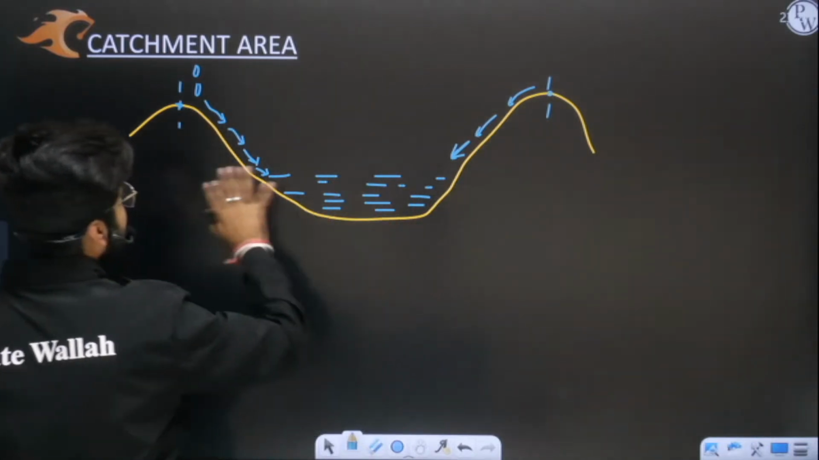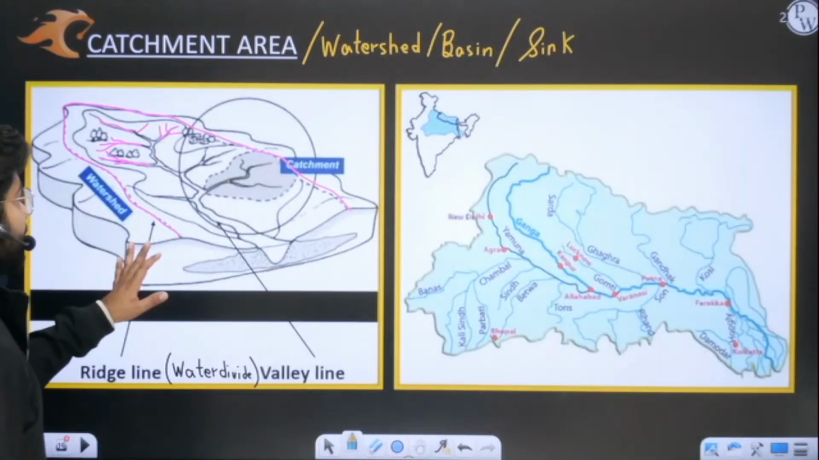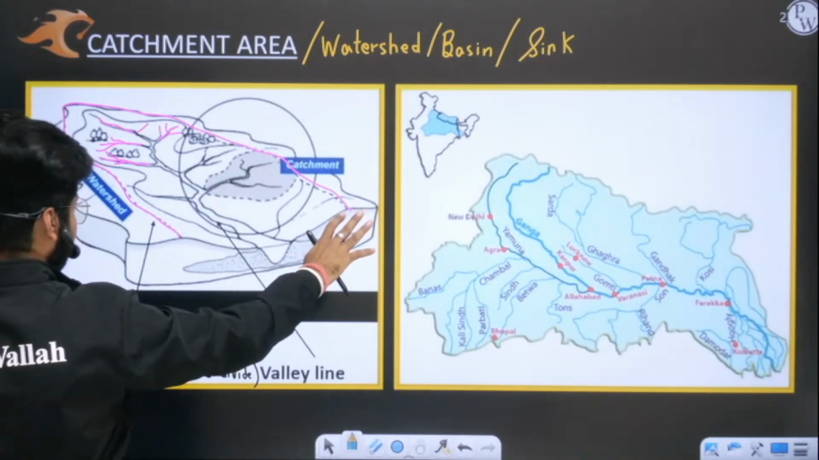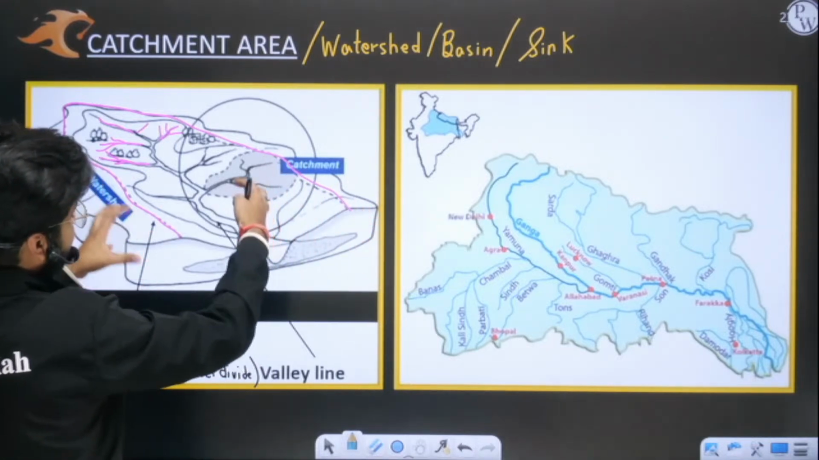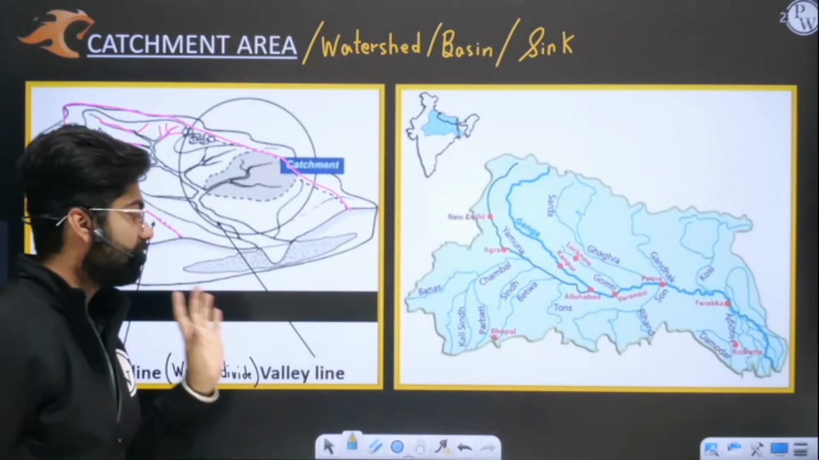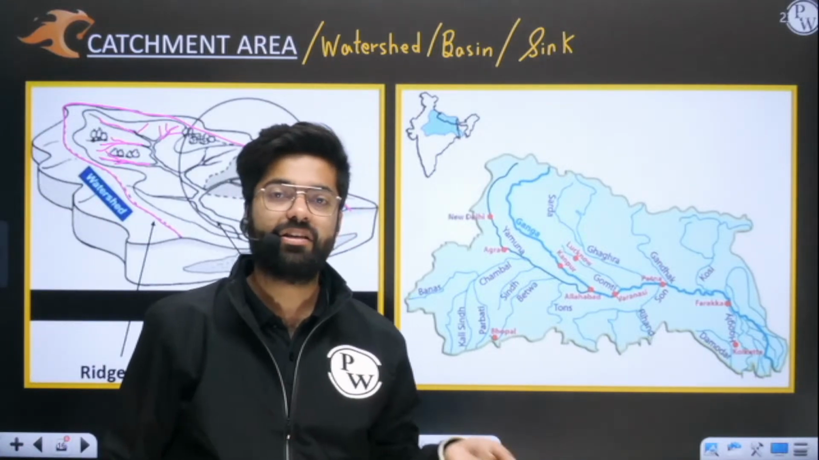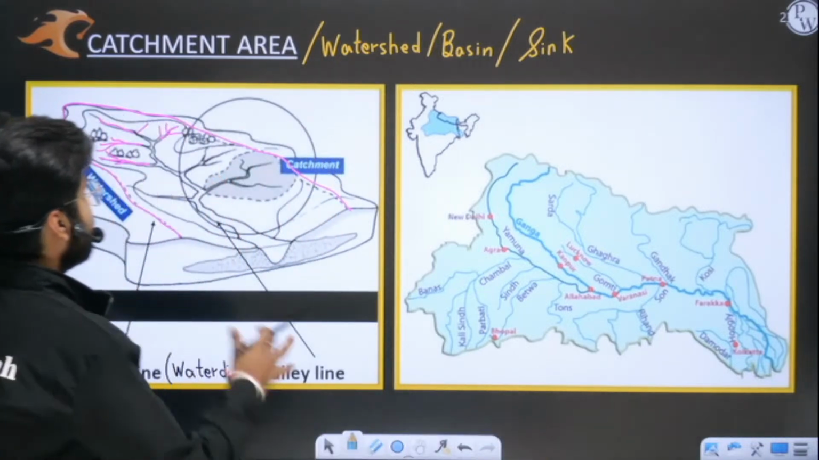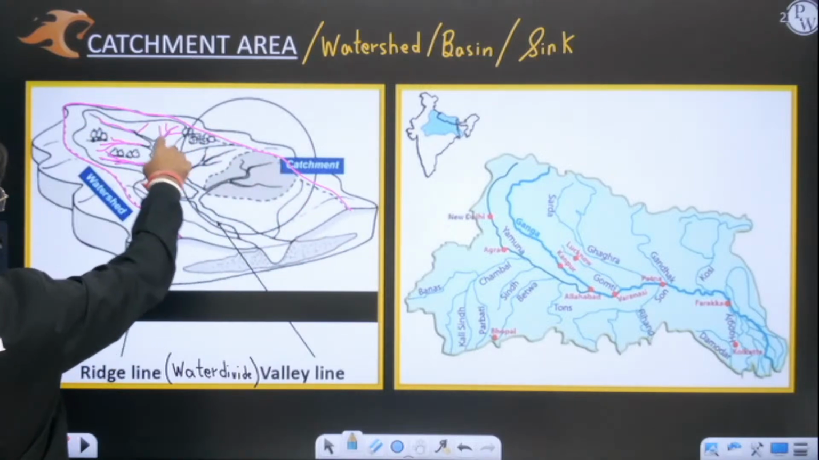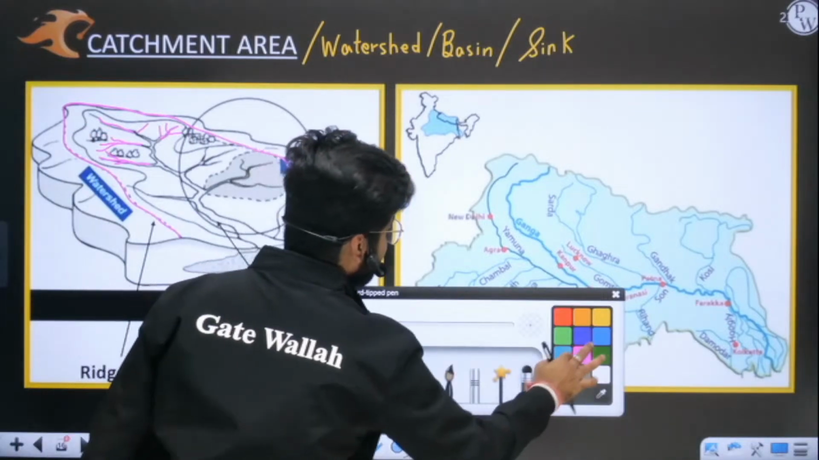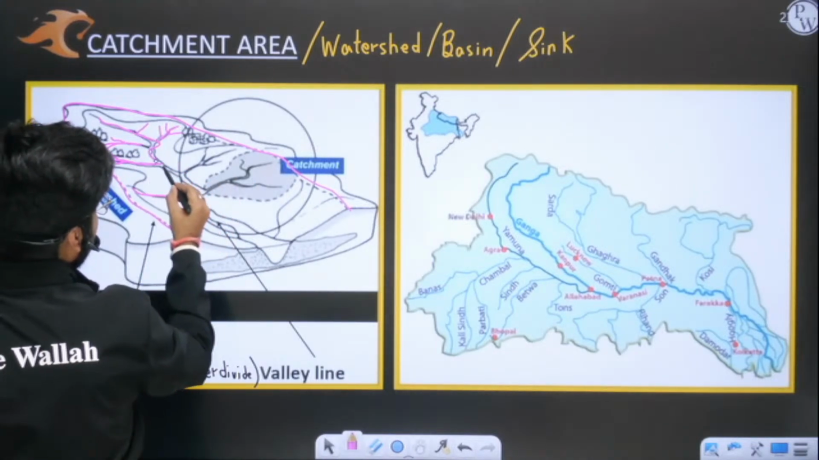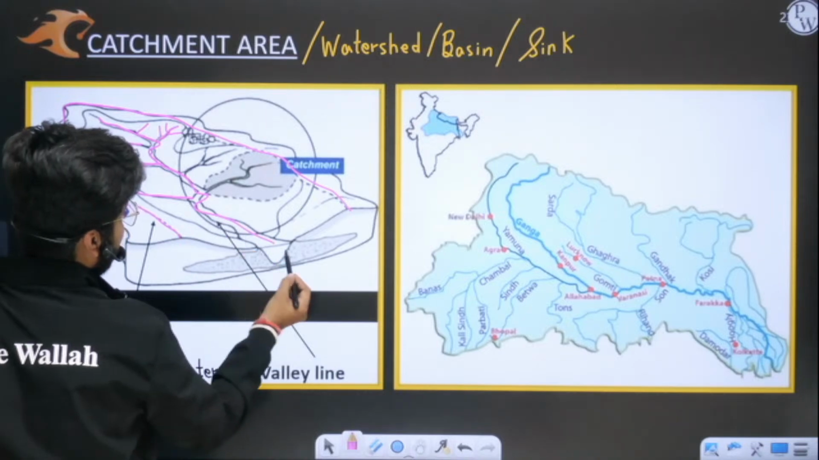Yes or no? So this is a catchment area in which we have a ridge line, and whatever water falls on that ridge line will ultimately drain into the lowest portion, which is your valley, which is your river. So this is your catchment area, this is your watershed. Whatever water falls in this area will ultimately reach the main central river. Yes or no? So have you understood this concept? This is the main river and this is your outlet.